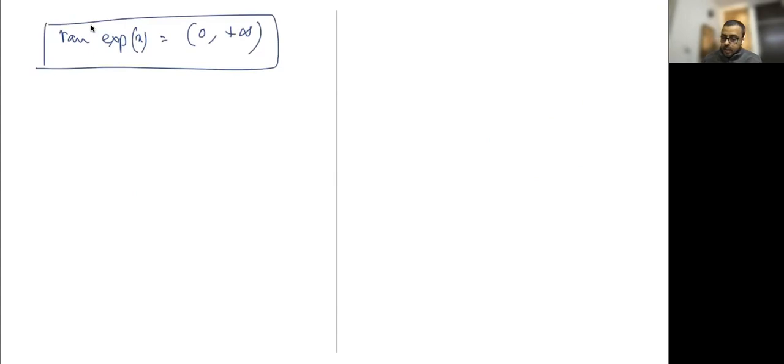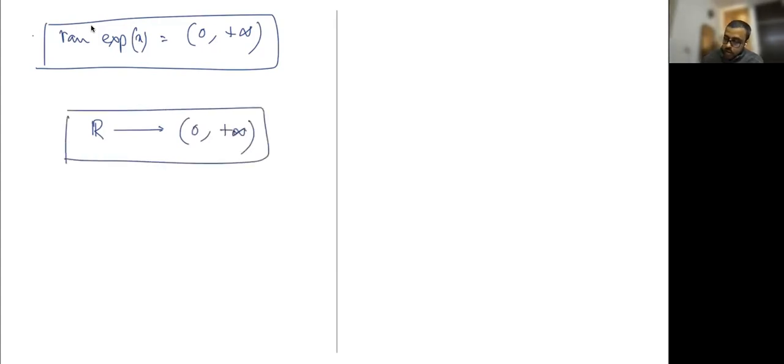Yes, sir. Okay. So now what we know is that the range of exponential, okay, now I'll get back to writing the expression, is the entire positive real line. Okay, now this function goes from R to here. Is it an injective function? Is it a bijective function?